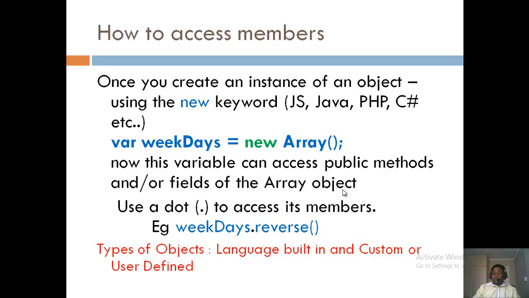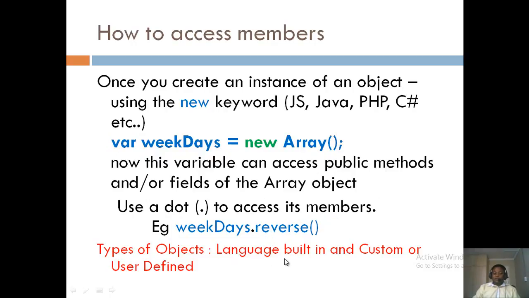And after we do that, we now can access the method or the field of this object simply by using a dot. So we'll say, for example, weekdays dot reverse. That is weekdays, our variable, and we'll say dot reverse. Here we assume that reverse is a method that is defined or available within the array object. So don't forget, we use a dot to access an object's members.